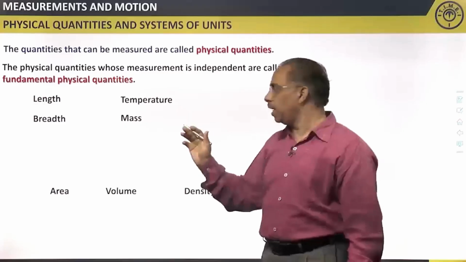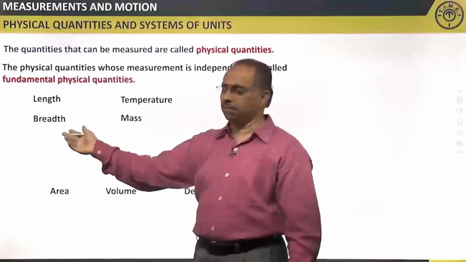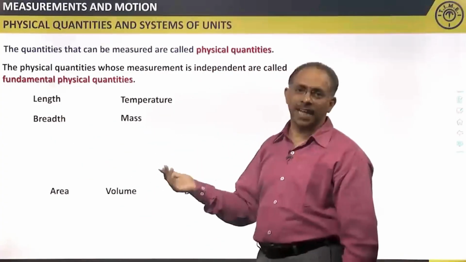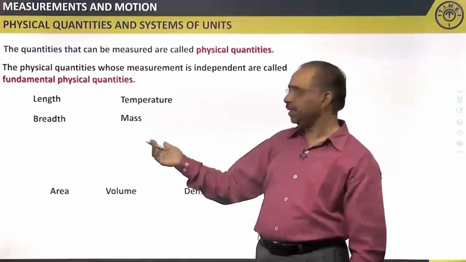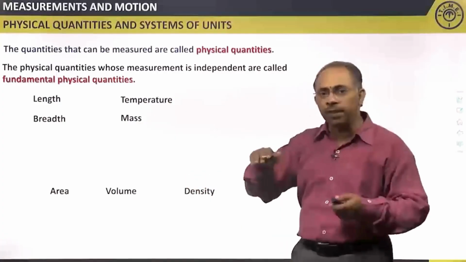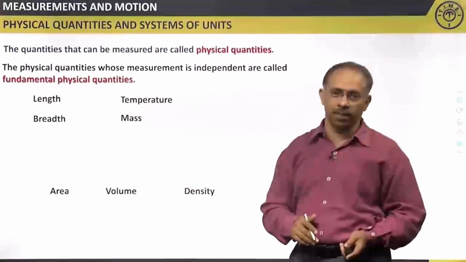So, if I want to measure the length or breadth, both mean the same again. That means breadth is also a length. Temperature, mass, time, and so on. We do have certain physical quantities whose measurement is independent, meaning in order to measure those things, we need not measure any other physical quantities.